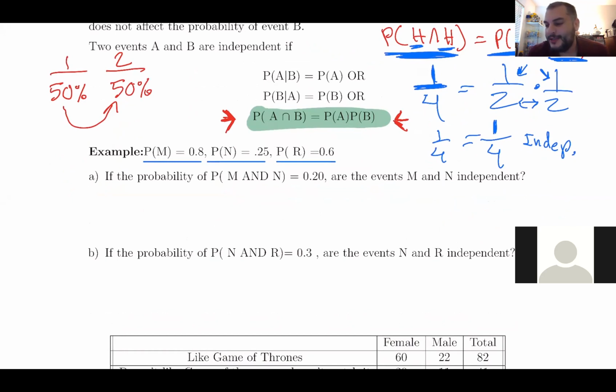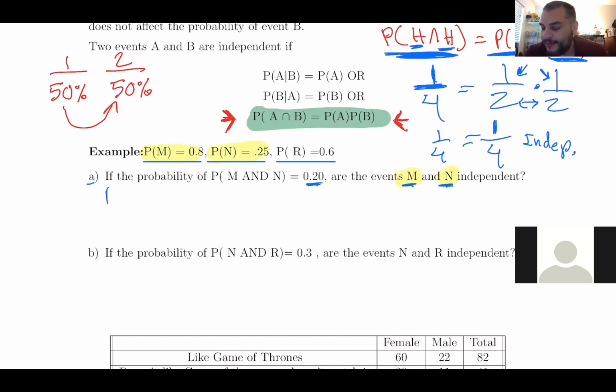Part A said if the probability of m and n is equal to 0.20, are the events m and n independent? Right now we want to test to see if the events m and n are independent from each other. That means we're going to be using these two probabilities.